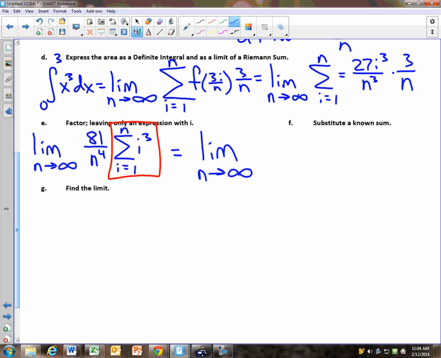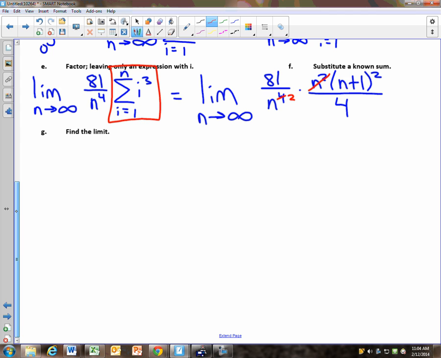Limit as n goes to infinity of 81 over n to the fourth times, we know what that is. We wrote a formula for it. We proved it using math induction. n squared times n plus 1 quantity squared over 4. What do you notice about the n squared? Cancel with the bottom, will go to squared. Do I know how to do an infinite limit?